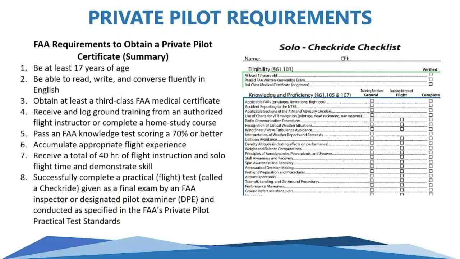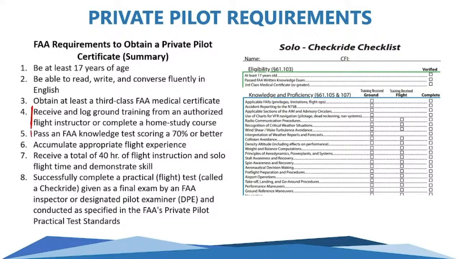The other basics are to read, write, and converse fluently in English, which is pretty easy for most of us. You will need to obtain at least a third-class FAA medical certificate, and we'll get into more about the medical in a minute. And then you'll also need to receive and log ground training from an authorized flight instructor or complete a home study course. Number 4 right here is really the purpose of this class. So at the end of this course, if you successfully complete everything, you will get an endorsement from us that allows you to take the actual FAA exam.